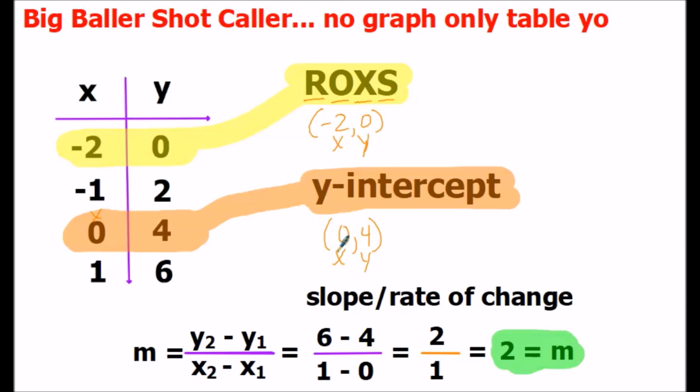And if you're a big baller and you remember back in 8th grade and 7th grade, your slope, which is your rate of change, I chose these 2 points here for this one. So I did y2 minus y1. So you'll see where this 6 and this 4 came from. 6 minus 4 is 2. And then I did my x2 minus my x1. 1 minus 0 is 1. So 2 divided by 1 is 2. So that's my slope. So you can actually use a table to find your rocks, y-intercept, and slopes, rates of change, or you can use the graph, all right?